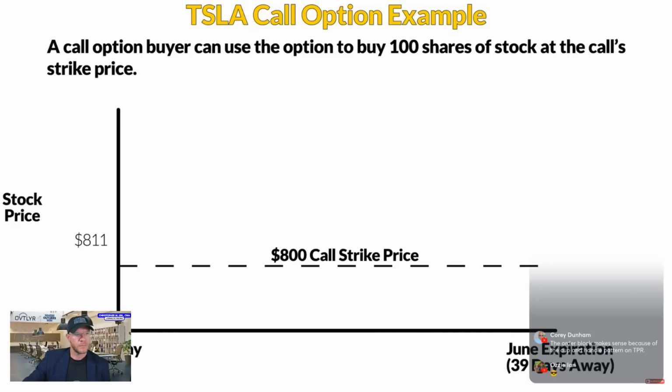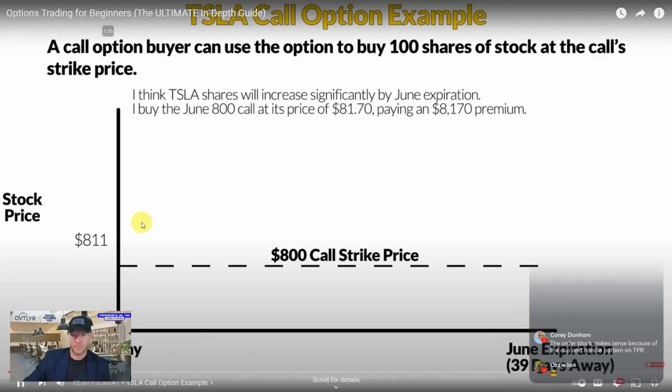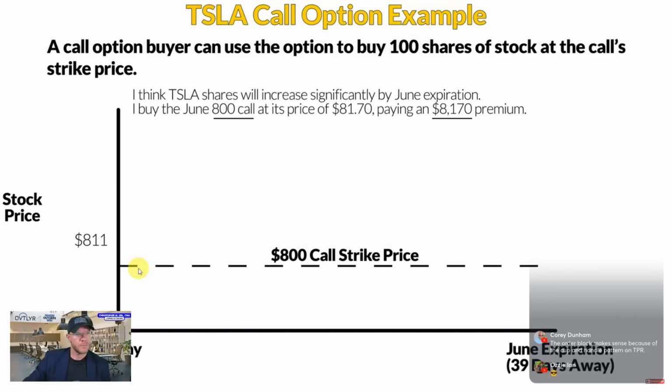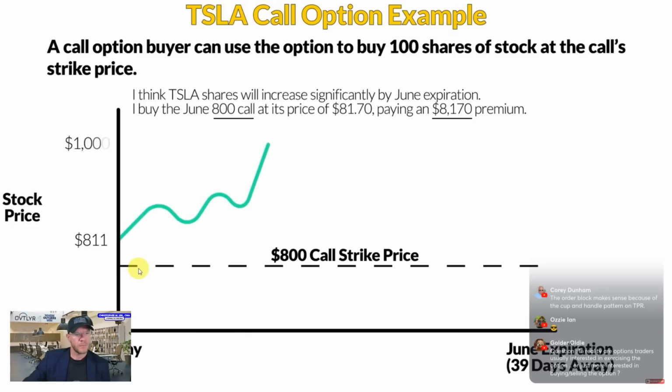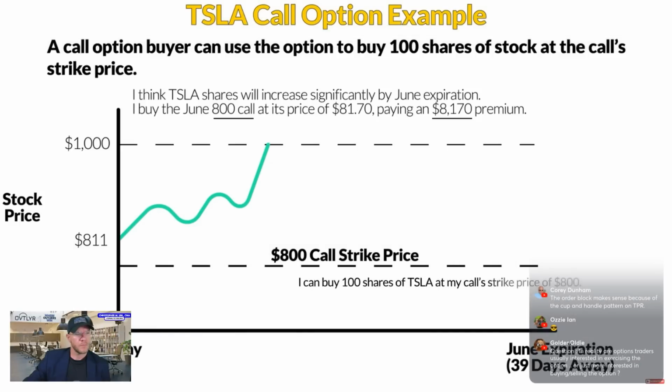So let's say that I think Tesla shares are going to increase significantly over the next 39 days. I'm going to buy this Tesla call option right now with a strike price of $800, and I'm going to pay the premium of $8,170 to buy this call option, just one contract. Now, let's say 2 weeks from now, Tesla has had a massive rally in the stock price, and now Tesla shares are trading at $1,000 per share. Well, I have in my possession a financial contract called a call option that gives me the right to purchase 100 shares of Tesla stock at my call option's strike price of $800. But Tesla shares are currently trading for $1,000.